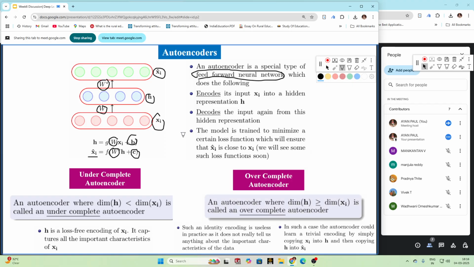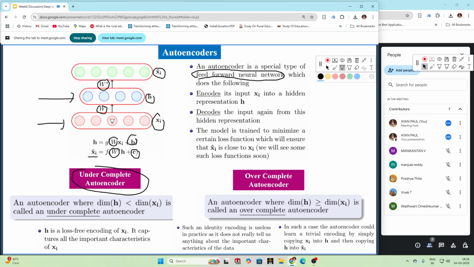Okay, so what is an under complete encoder? We have a number of neurons in the encoding layer and a number of neurons in the decoding layer. If the number of neurons in the encoding layer is less than the number of neurons in the input layer, that type of encoder we call an under complete encoder. Okay, so H is a lossy function of X_i, it captures all the important characteristics of X_i.